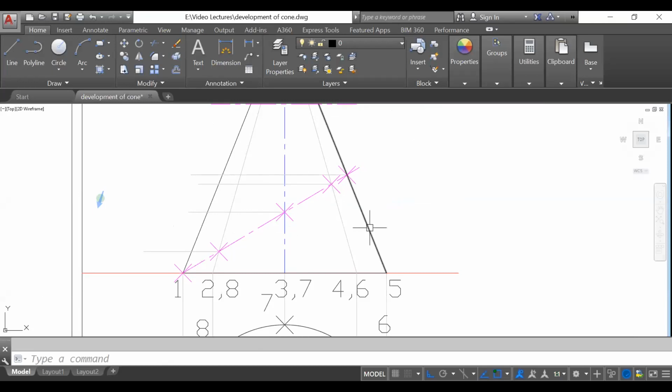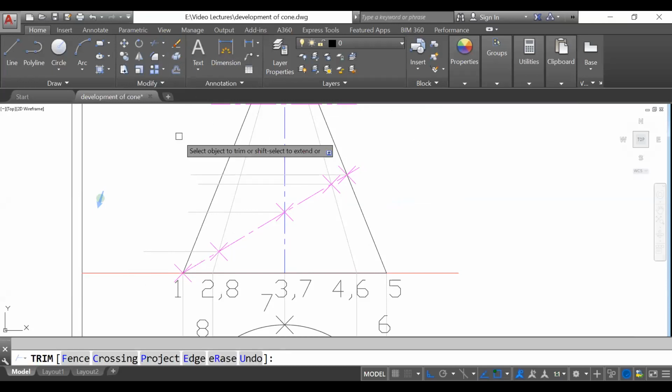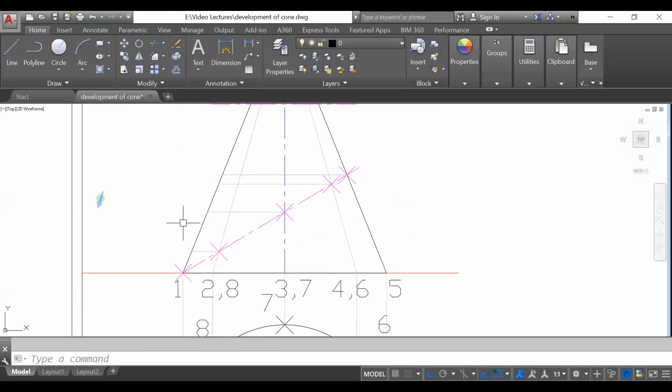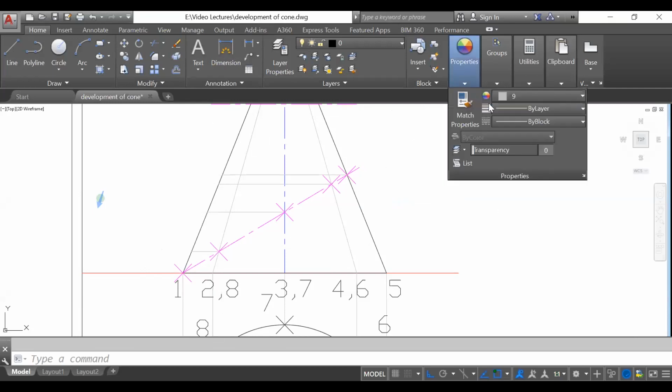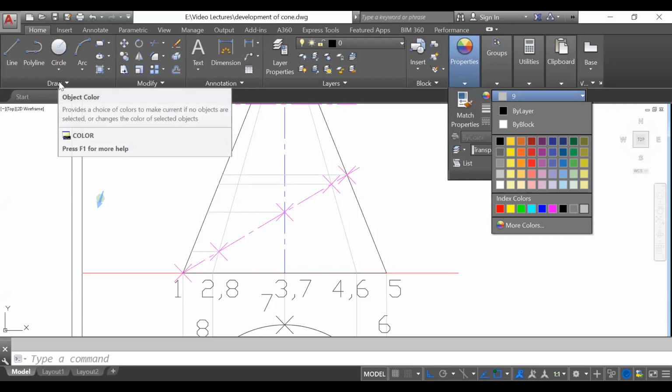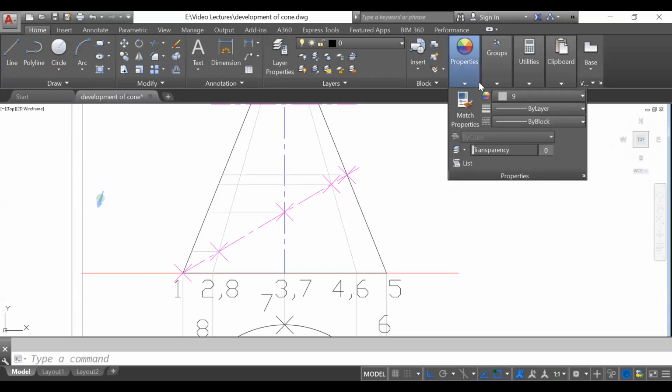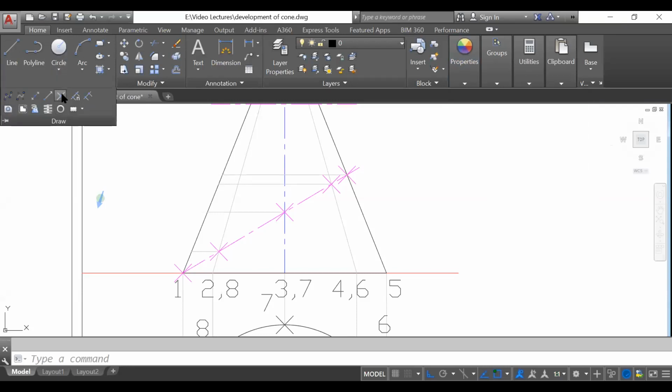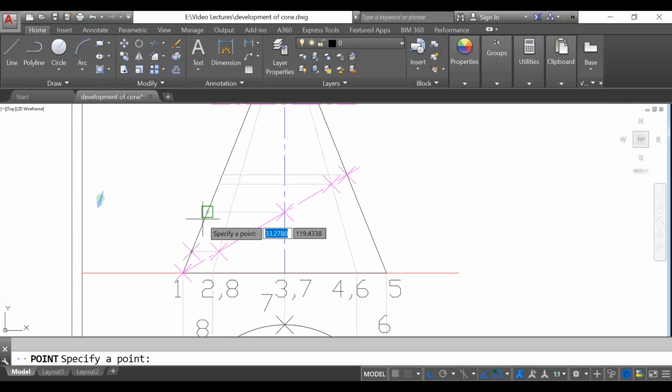So I have to write the naming. What we have to do, I will just trim whatever parts are not required. So all the projections I have taken. I will use the same color and give the naming to this one, so it would be better for understanding. I will mark the points first. So here, points 1, 2, this one and this one.